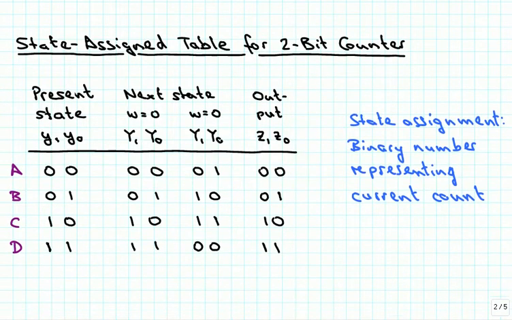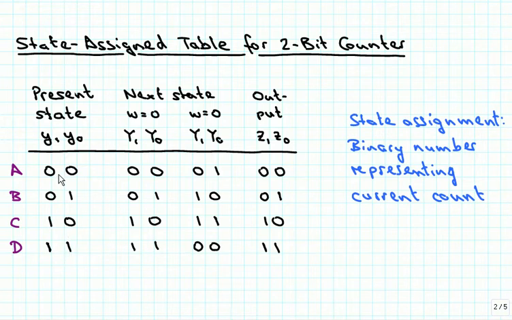Now we look at the state assigned table for this 2-bit counter, and the simple way to assign bits to the states is to just simply take the binary representation of the count. So when we are in state A, which corresponds to count 0, we label this as 00. If we are in state B, which corresponds to 1, we label it as 01. State C, corresponding to 2, is 10. And state D, corresponding to 3, is 11.